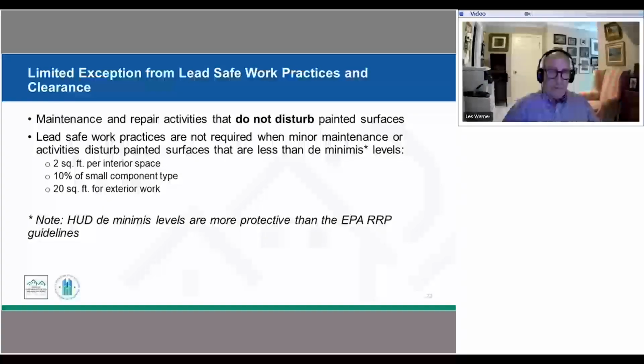And so we have some categories here. If we're working within a 2 square foot interior space, so maybe we are switching out a thermostat on a painted wall, that could easily be at a de minimis level, less than 2 square feet. And so we would be exempt from the lead-safe housing rule.